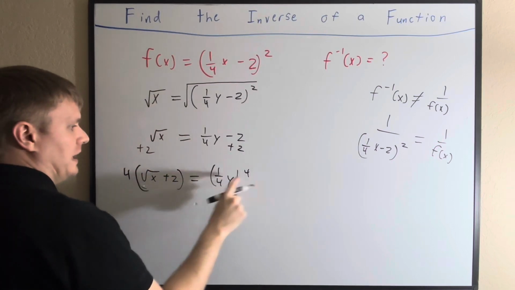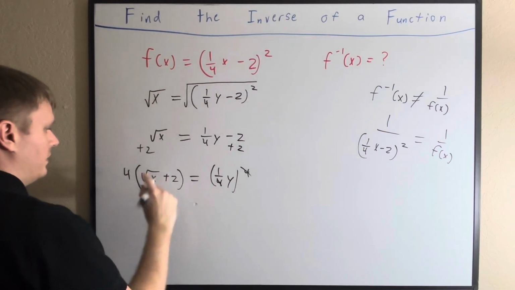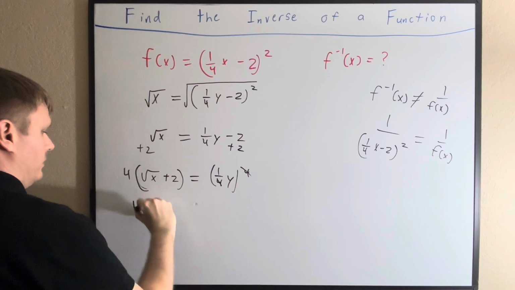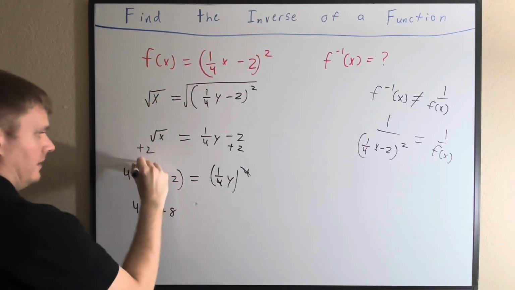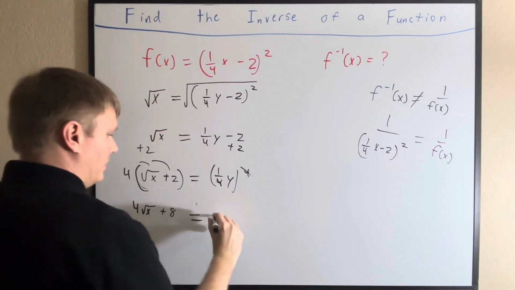So you multiply a fraction by its reciprocal, it cancels out. And you're left with 4 times the quantity, square root of x plus 2. So 4 square root of x plus 8, right? Because we've got to distribute that 4 to both terms.